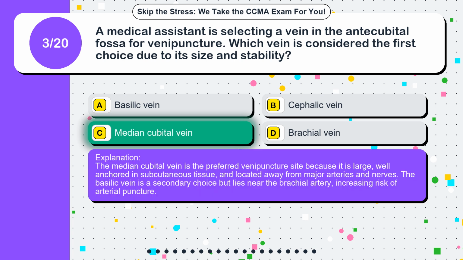The median cubital vein is the preferred venipuncture site because it is large, well anchored in subcutaneous tissue, and located away from major arteries and nerves. The basilic vein is a secondary choice but lies near the brachial artery, increasing risk of arterial puncture.